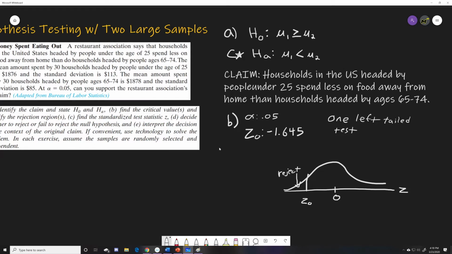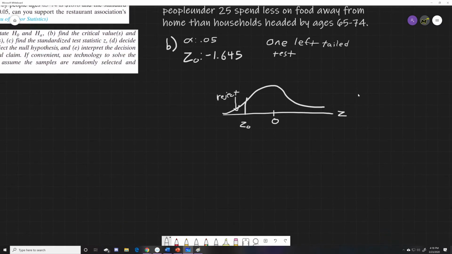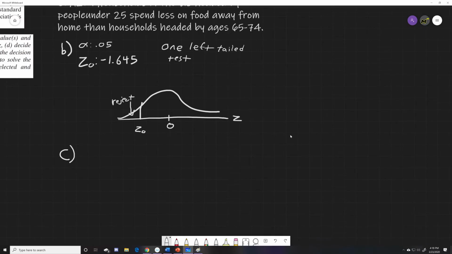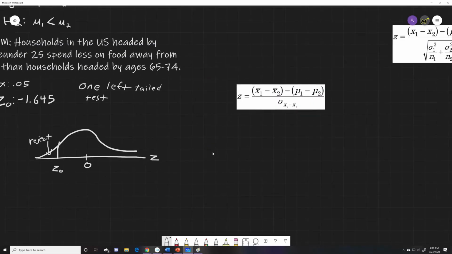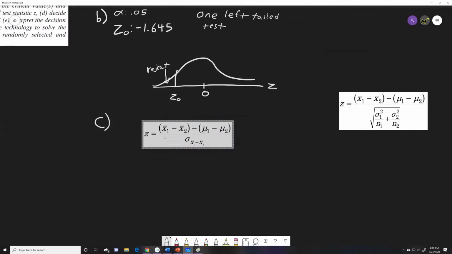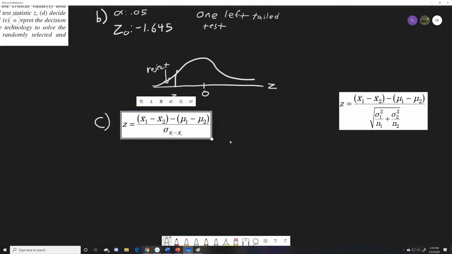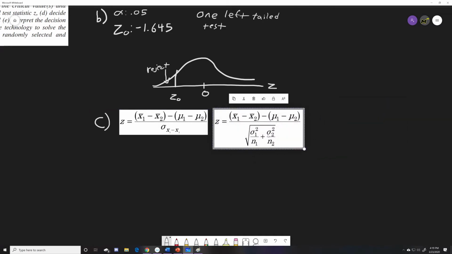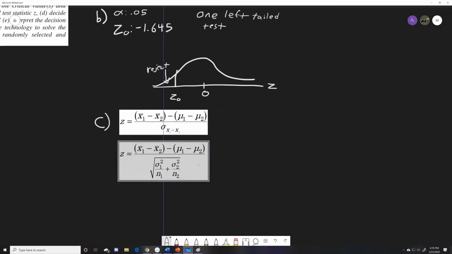Alright, let's go on to part C. So part C, they're asking us to calculate the z-score of this problem. And so we have a lovely formula. For a hypothesis test with 2 samples, here's what we have. We need the difference in our sample means subtracted by the difference in our population means, divided by the difference of our standard deviation. Well, the difference in standard deviation can be calculated with this square root right down here, so this is actually what we're going to use.